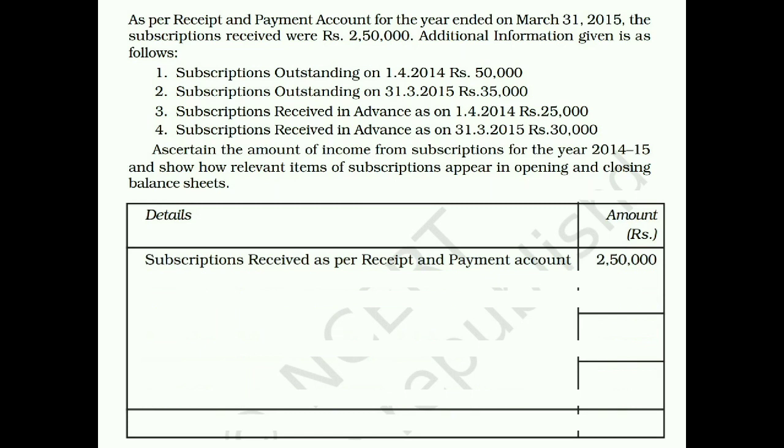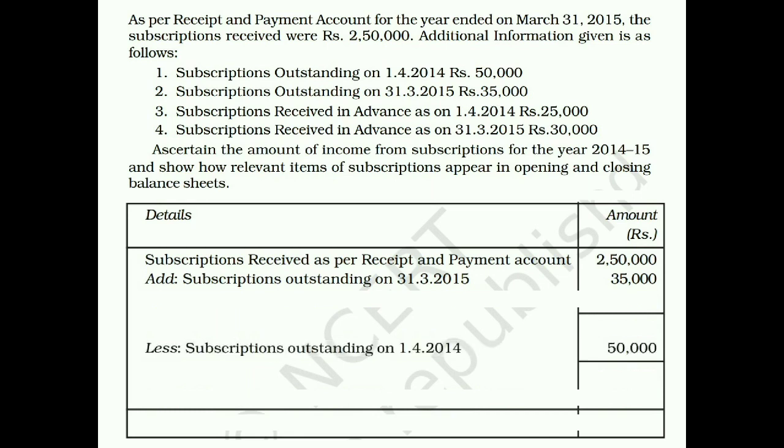Next, the outstanding subscription of current year will be added. What is the current year outstanding? In the first line outstanding is there, but the year is last. In the second point, subscription outstanding as well, but the year is current. So the current year subscription outstanding is 35,000, and we have to add it. The last year outstanding is 50,000, and last year will be minus.